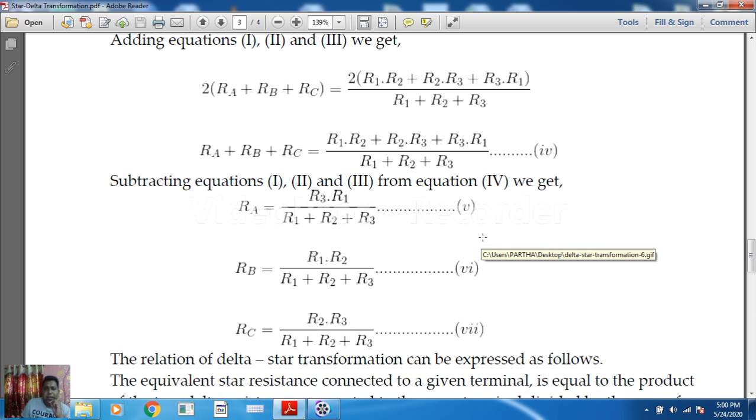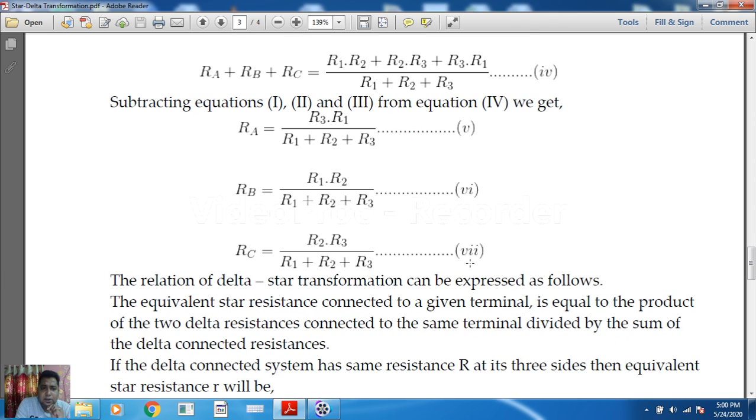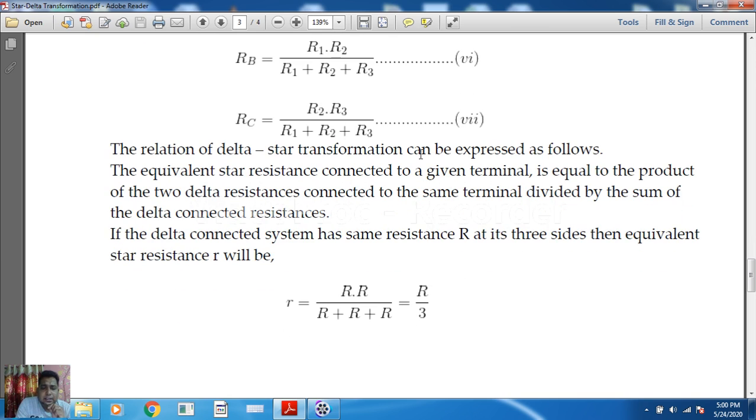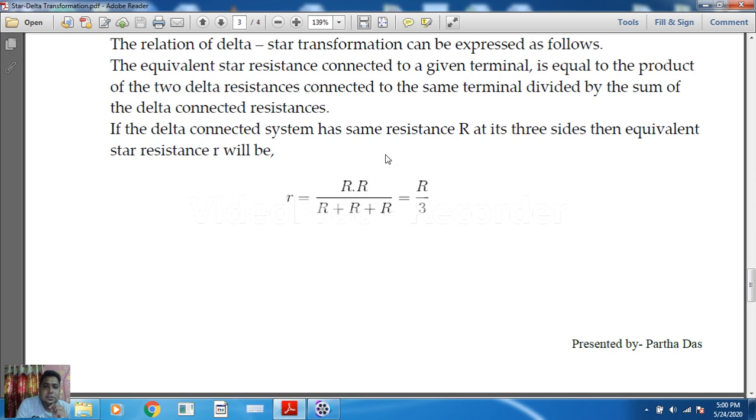To find three unknowns, how many equations do we need? As per mathematics, we need three equations. That's why we have made three equations. If we solve those three equations, we can find RA, RB and RC. Like this way we have found RA, RB and RC. So these are the resistances present in the star connection if we convert a delta circuit into a star circuit.